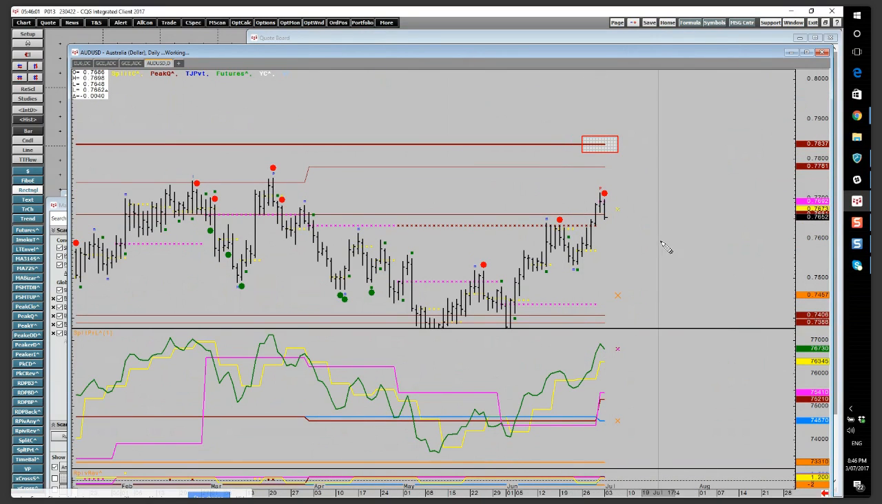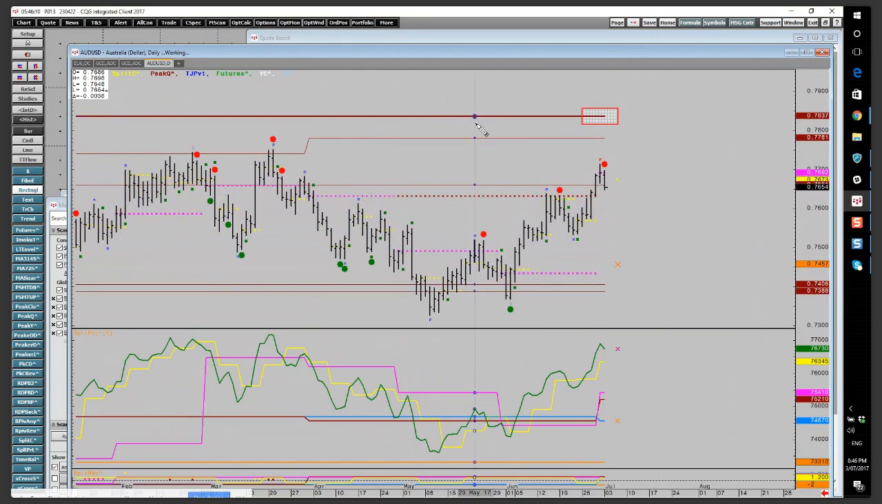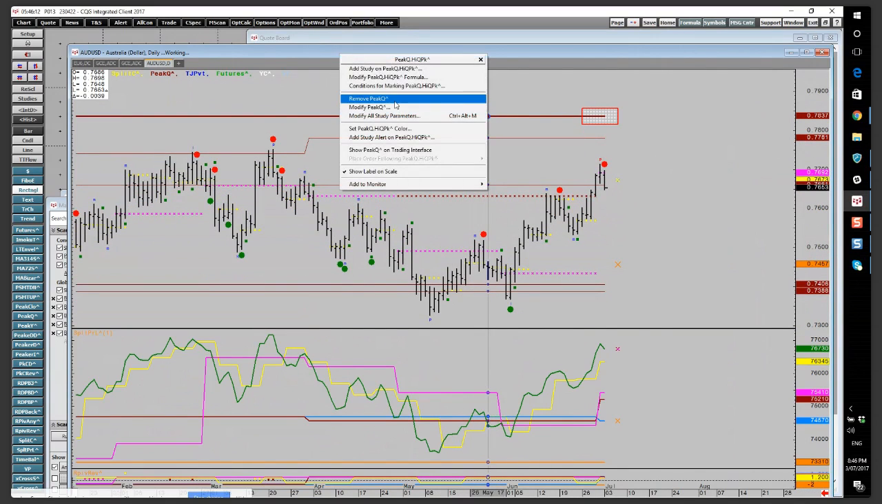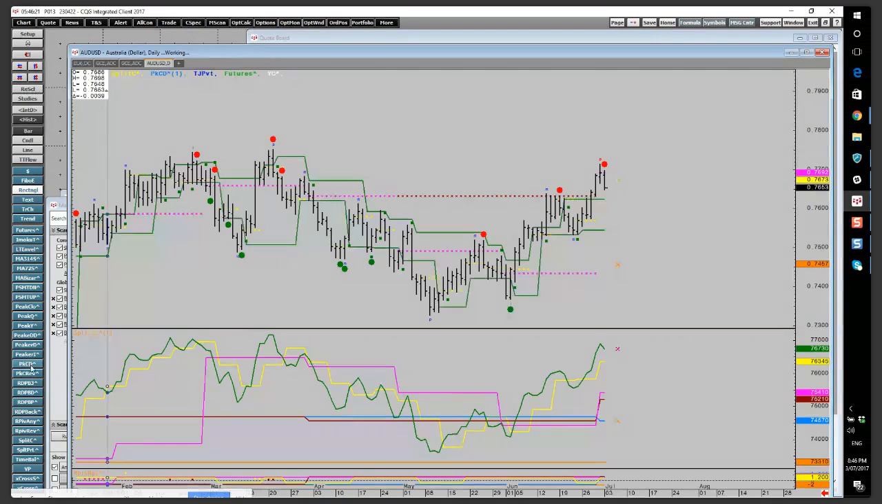0.7837. If we start closing above 0.7837 at the end of the month, then the Aussie can go a lot higher, all the way up to circa 0.9. I don't believe that's happening at this stage, but it's just good to be aware of that level. So remember that level, 0.7837. A monthly close over that would open up a lot higher.